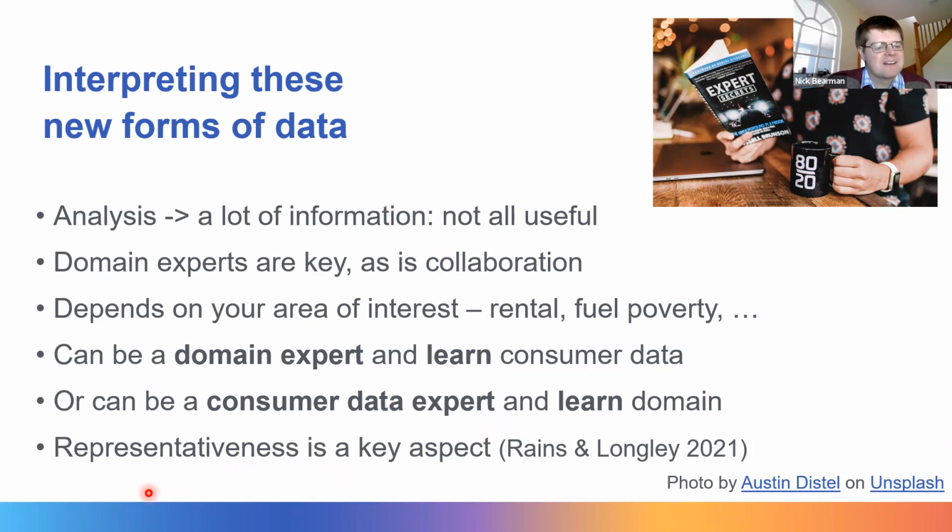One other key aspect when thinking about interpreting this is representativeness of data. So how representative is the consumer data that we're using? And this is where the domain knowledge is key, because if you're very stuck into the data, you can almost not see the wood for the trees, as it were. So you need to think about, okay, who's in this data, but also who's not in this data.